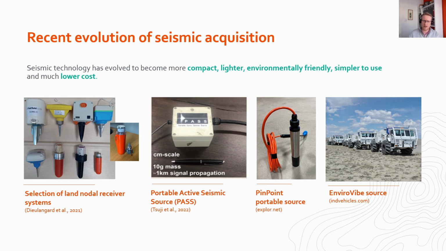At the center image here, this is a portable active seismic source, which is being developed by the University of Tokyo. It's a relatively advanced research project, but it really shows that a seismic source has now shrunk to a size of something which can fit in a rucksack.